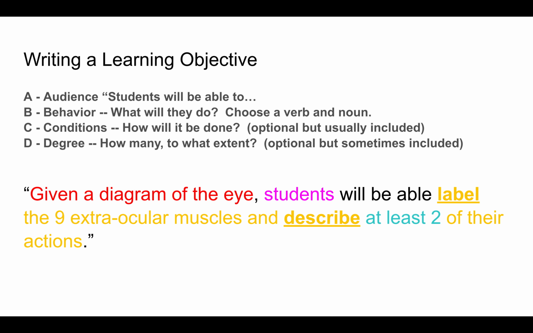So this might be helpful to you, the A, B, C, D. I didn't invent it, but we talk about it when we talk about how to write the actual objective. A is a reminder to include the audience. Students will be able to. Some teachers, some districts want them phrased in first person: I will be able to. For me, I prefer students will be able to.